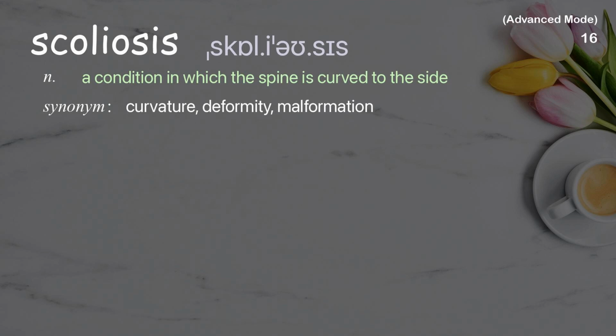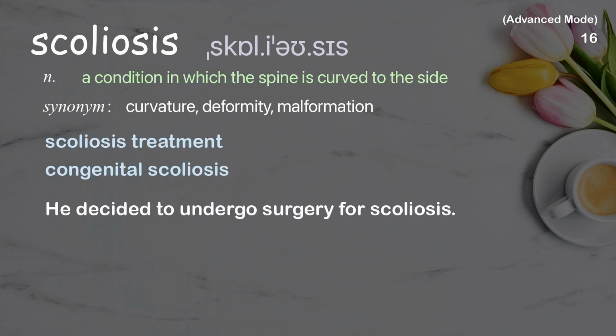Scoliosis. A condition in which the spine is curved to the side. Examples: Scoliosis treatment. Congenital scoliosis. He decided to undergo surgery for scoliosis.